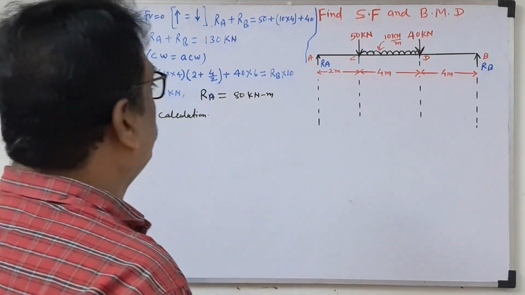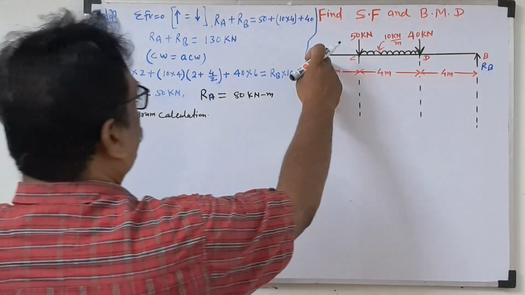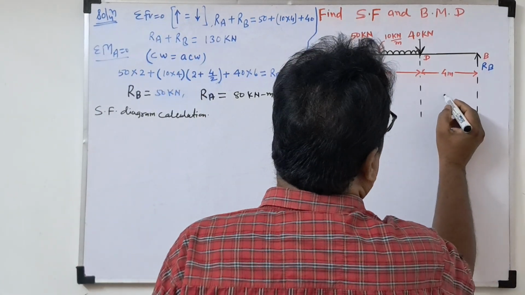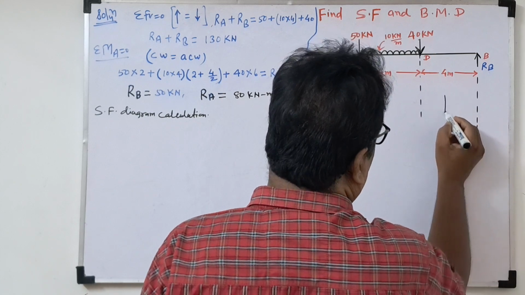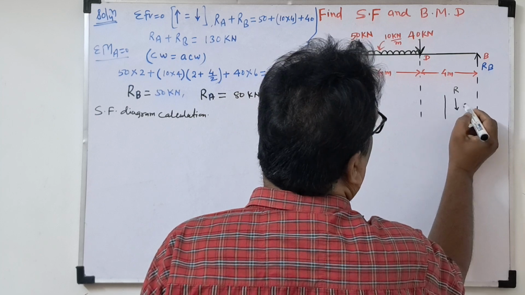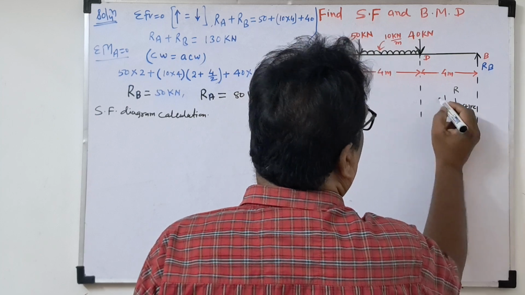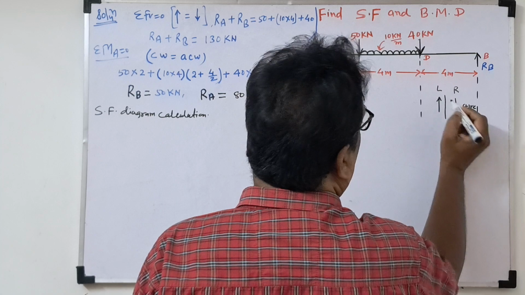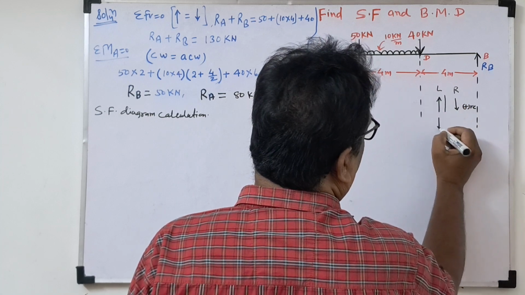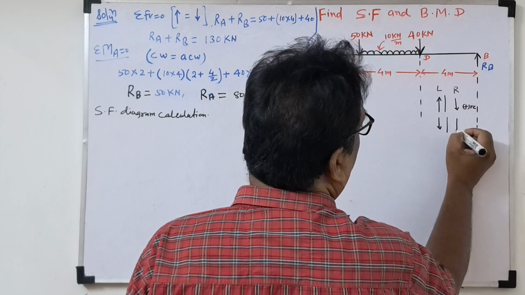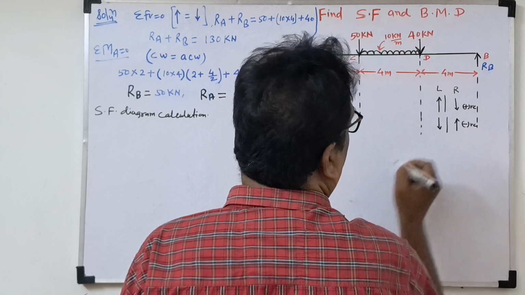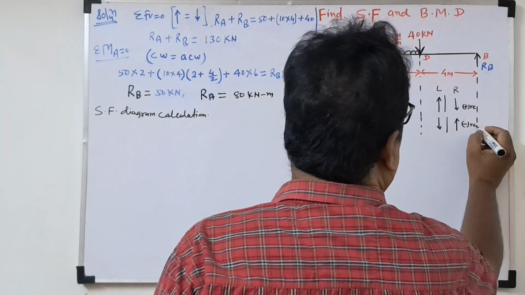Before this we will write the sign convention. Suppose you take a section. On the right side, downward force we assume positive. On the left side, upward force will be positive, and downward force will be negative. This is the sign convention for us.